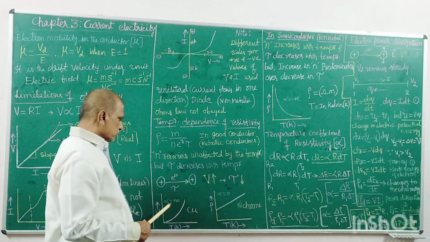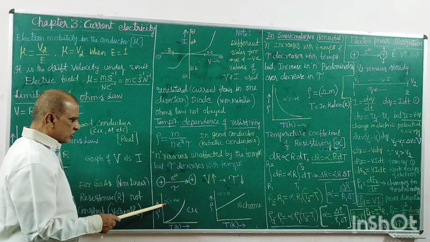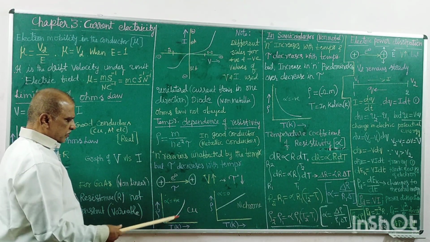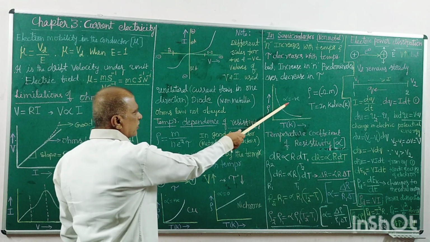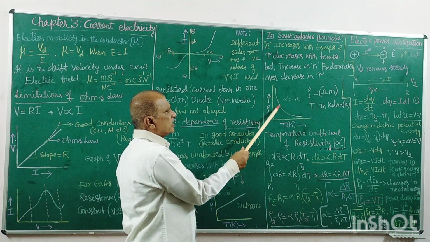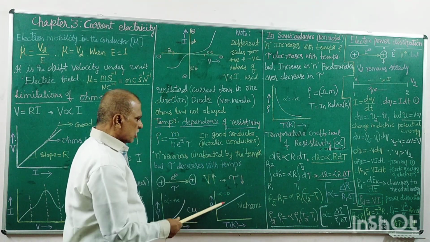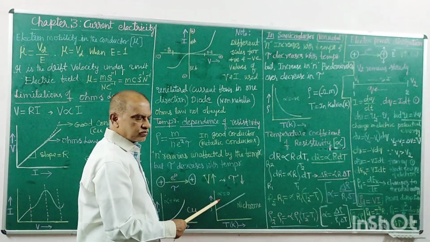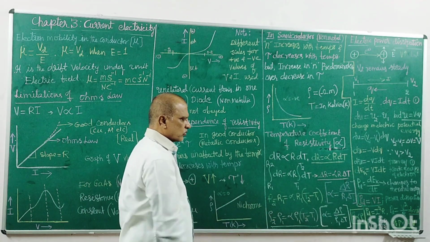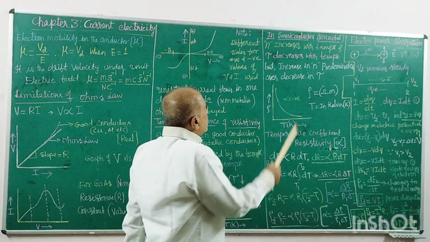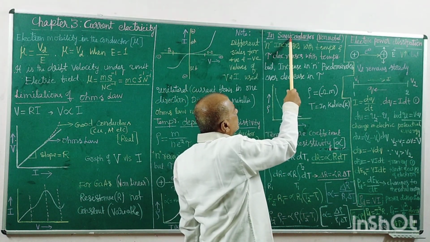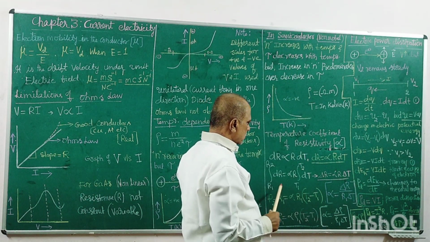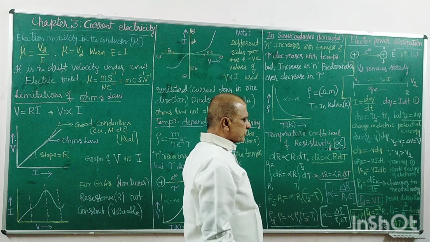Positive means resistivity is always increasing with temperature. Negative means it decreases with temperature. Alpha equals 0 means the resistivity remains constant. This applies to semiconductor materials, non-conductors, metals, non-metals. These are very important terms.